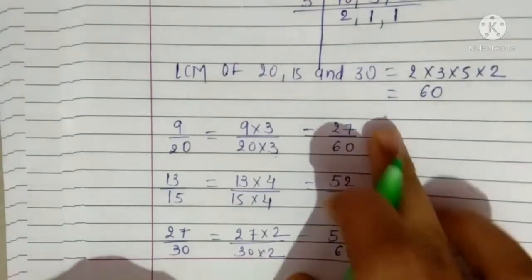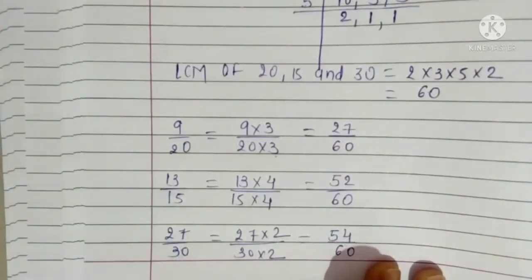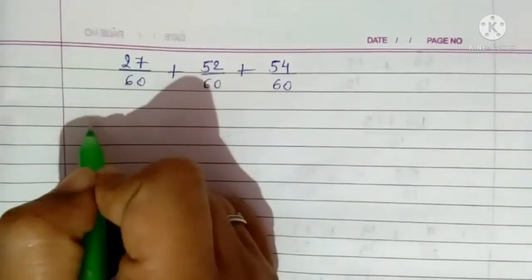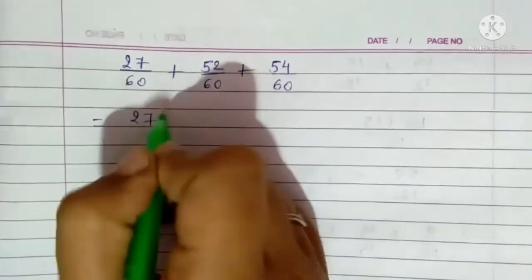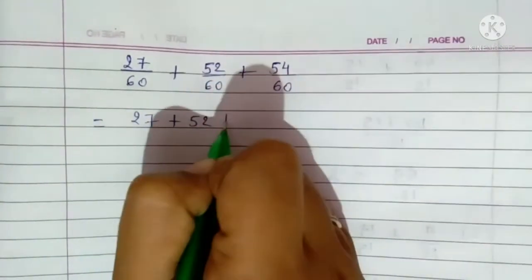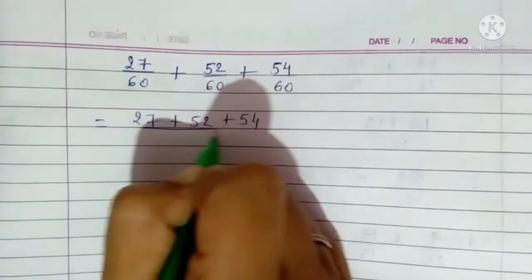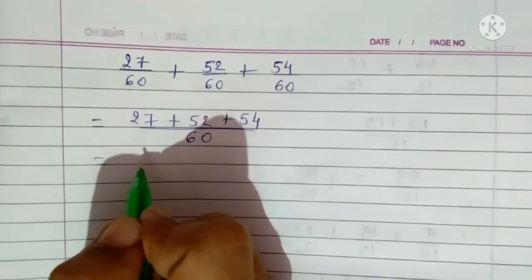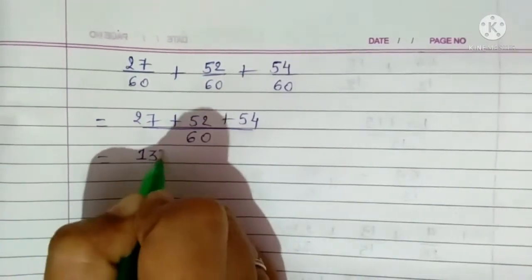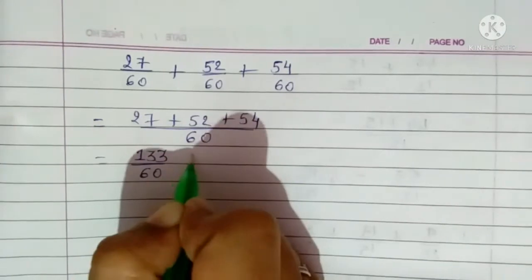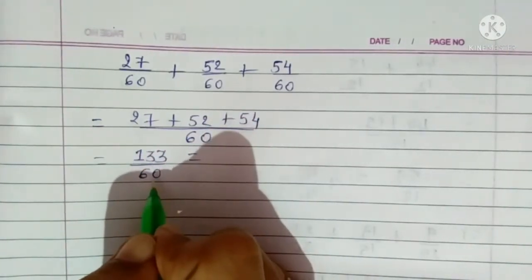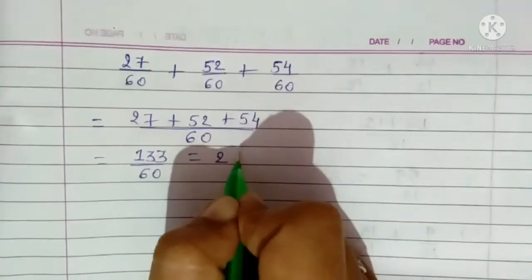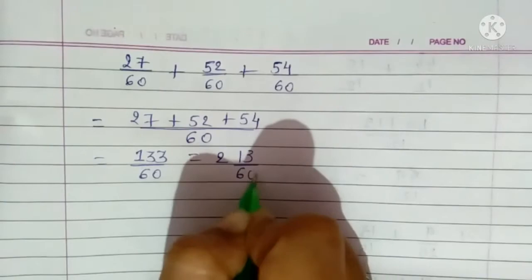Now we add all these like fractions. Here we observe that denominators are same, so we add numerators. 27 plus 52 plus 54 upon 60, and we get sum 133 upon 60. This is an improper fraction, so we convert it into mixed fraction, and we get mixed fraction 2 complete 13 upon 60.